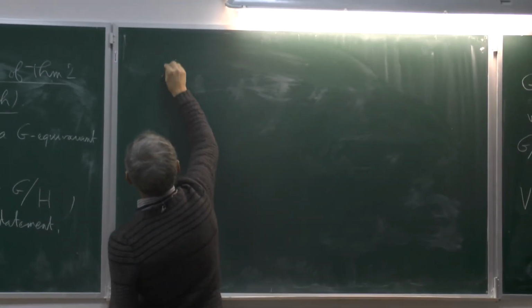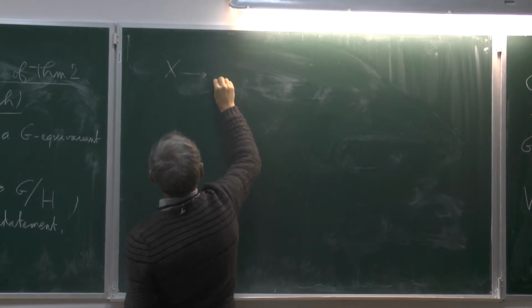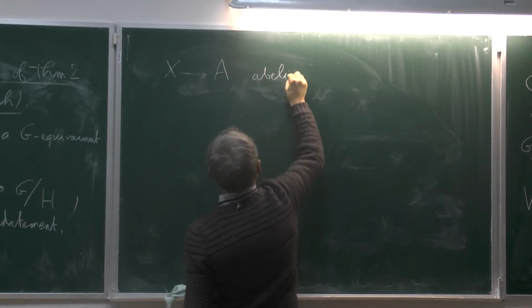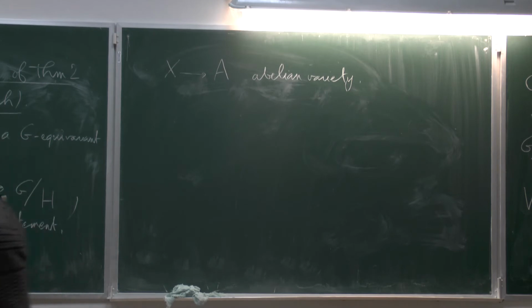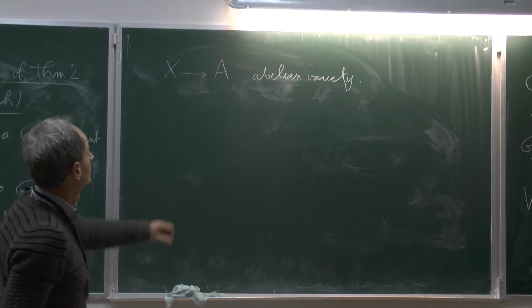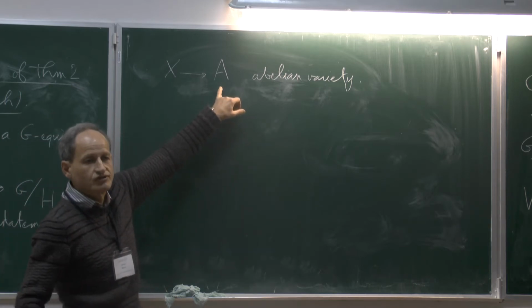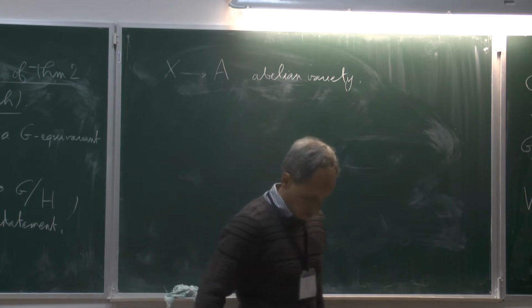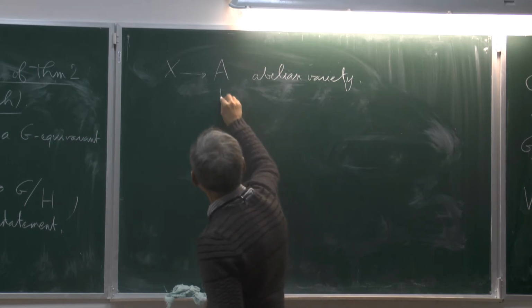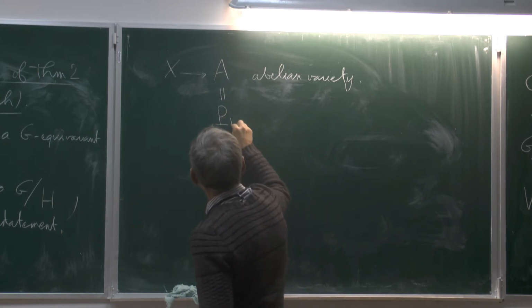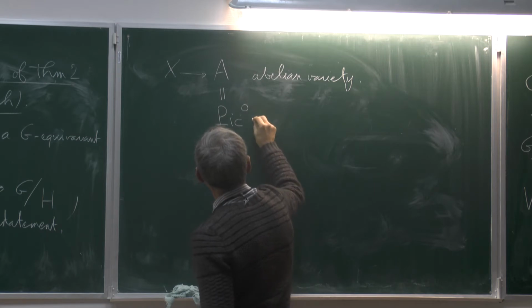So you map X to some abelian variety. Well, okay. There is a universal such map, which is the Albanese morphism. That exists by general results. But it's not so good, because we want this to be homogeneous under G in addition. So we have to do something else. But just to construct such a map, we can think of abelian duality.